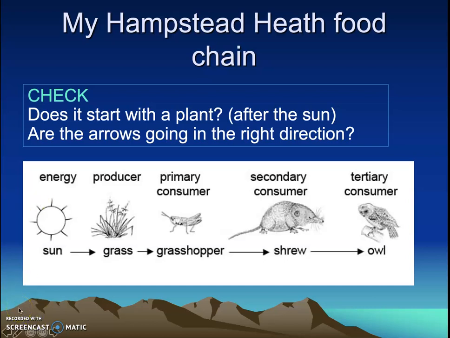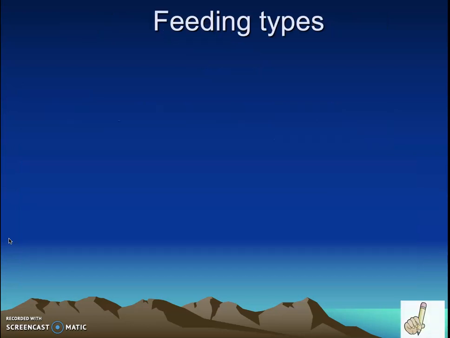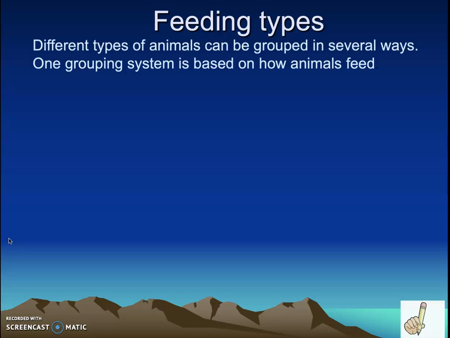Well done if you got that in the correct order. If you didn't, now is your time to pause the video and rearrange it and put it in the correct order. So you may notice that I just talked about things called primary consumers, secondary consumers, producers, tertiary consumers, okay? And these are called the different feeding types.